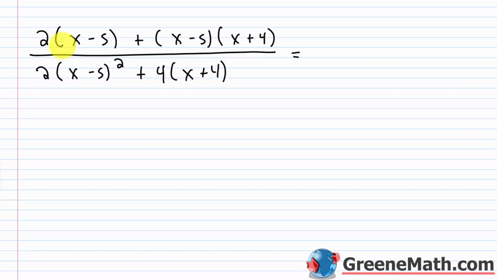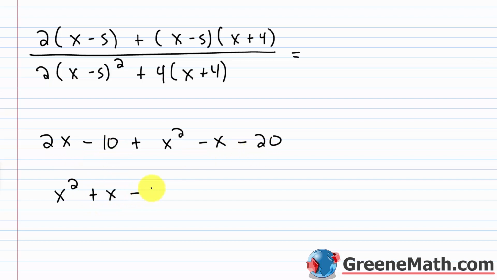So 2 times x is 2x. Then minus 2 times 5 is 10. Then plus, if we have x minus 5, this quantity multiplied by x plus 4, that quantity, x times x is x squared. The outer would be 4x. The inner would be minus 5x. So that's minus x. Then the last, negative 5 times 4 is minus 20. So we would simplify this as x squared. The 2x minus x would be plus x. And negative 10 minus 20 is minus 30.